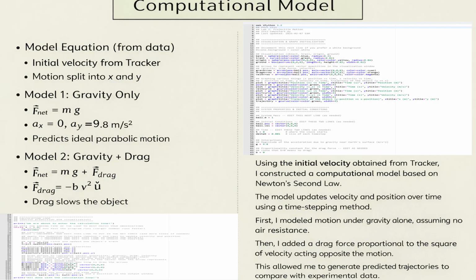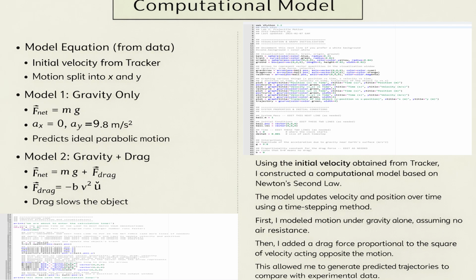Now onto our computational model. I used the sample code from the instructions for the lab, and I calculated the initial velocity from tracker and just took my position. I used Newton's second law. The model updates velocity and position over time using a time-stepping method.